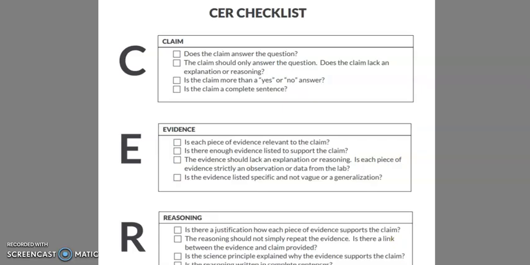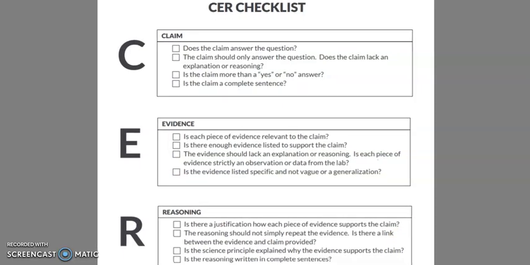We can use this little checklist here to see how our CER is doing. Does it answer the question? Is it only answering one question? Is it more than a yes or no? So don't just say yes because. That's not a CER. And is it a complete sentence? Boom, there's our checklist for C.